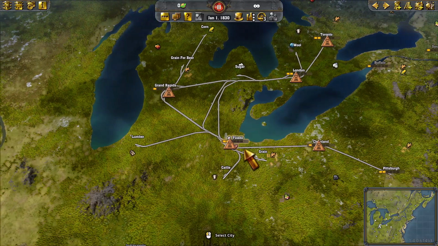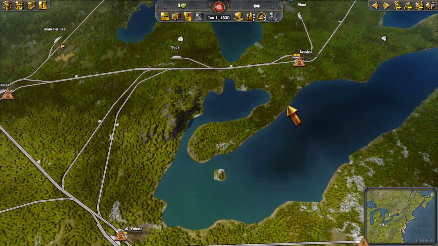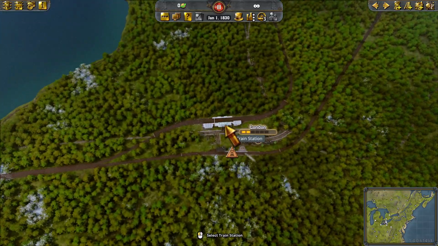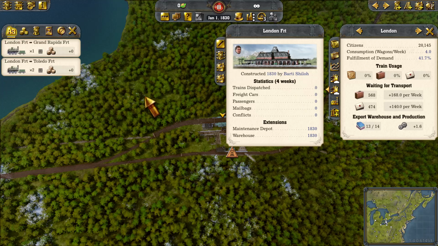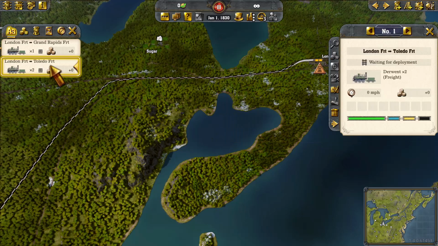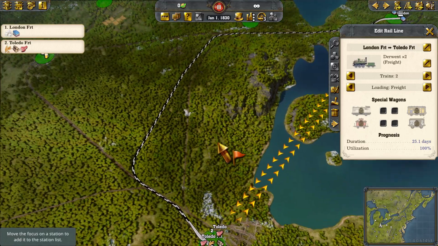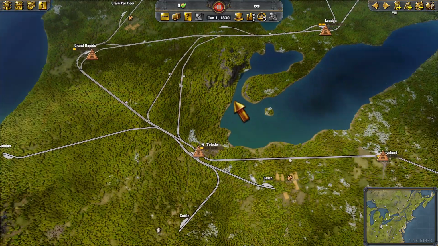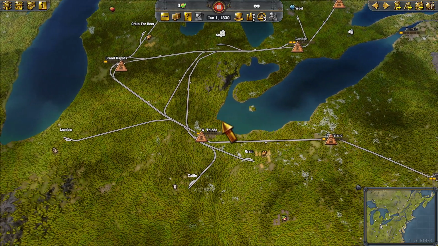All right, so now we've got that going, and I just wanted to make sure that this line, since we did that track, we've got London freight to London, and I want to look at this guy. I want to look at its line. Yeah, I took that track, of course. All right, good, beautiful.